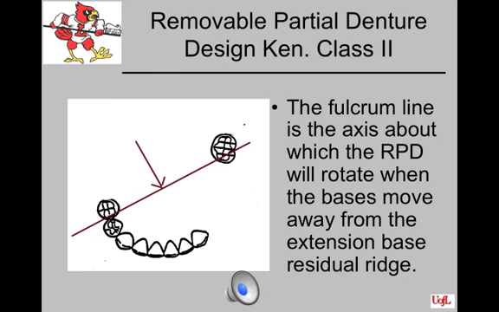This arch form illustrates the tooth configuration typical to a Kennedy Class II on the mandible. The fulcrum line is the line through the most posterior teeth that will be used in our RPD design. The RPD will rotate around this fulcrum line when the bases move away from the extension base residual ridge. We clasp these 2 primary abutments. We will also clasp the tooth anterior to the edentulous area on the tooth-supported side of the arch, which is classified as our secondary abutment.